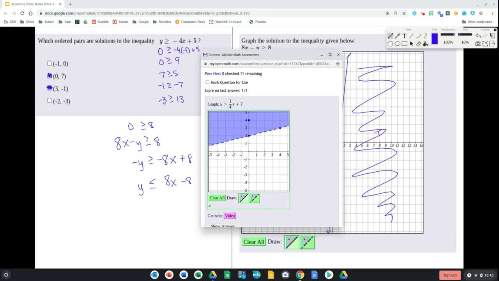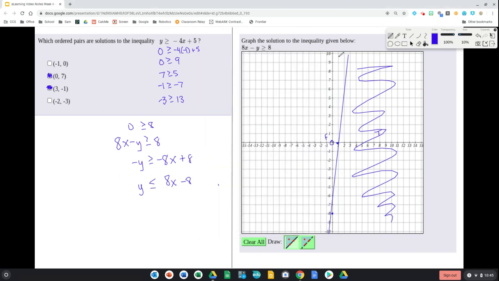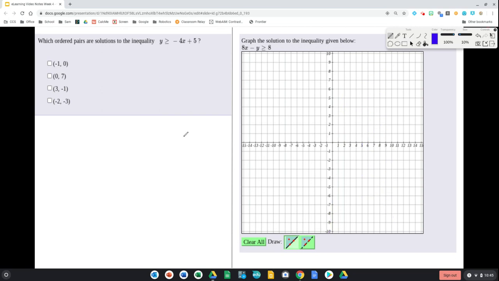All right, so that's what you're going to be working on in your lab assignment today, is graphing these inequalities. First of all, telling whether they're true or false, and then graphing these inequalities using MyOpenMath.